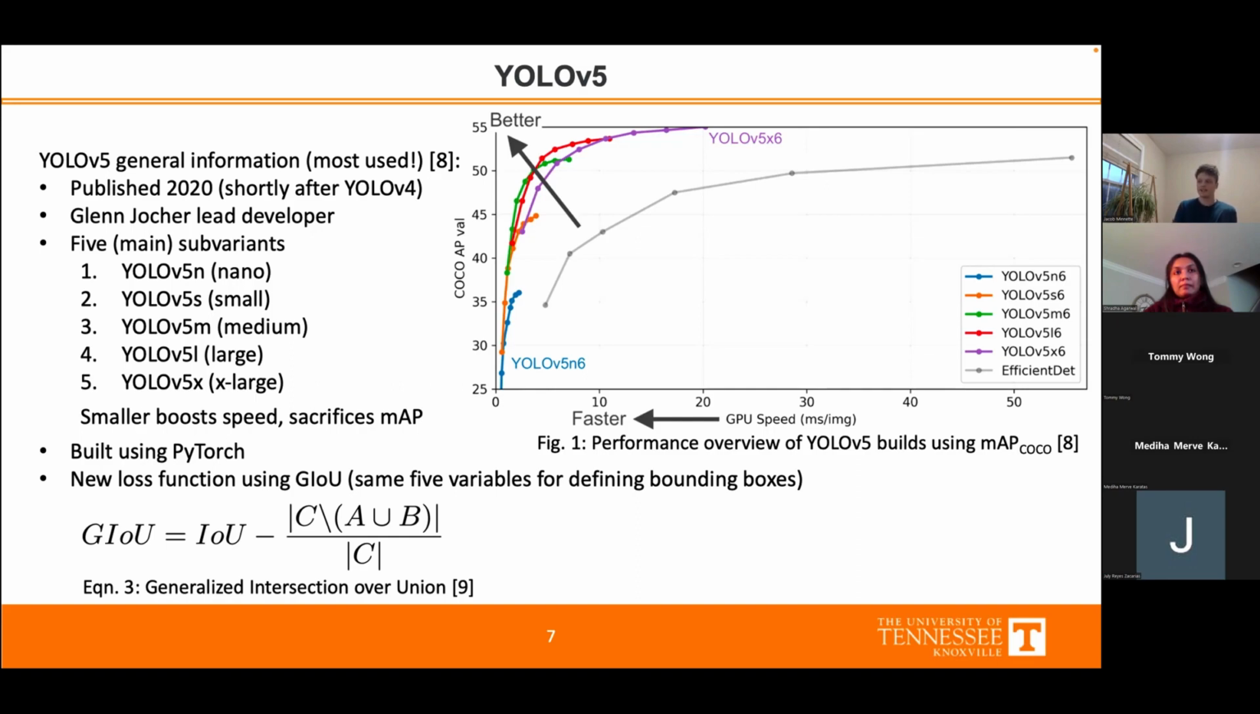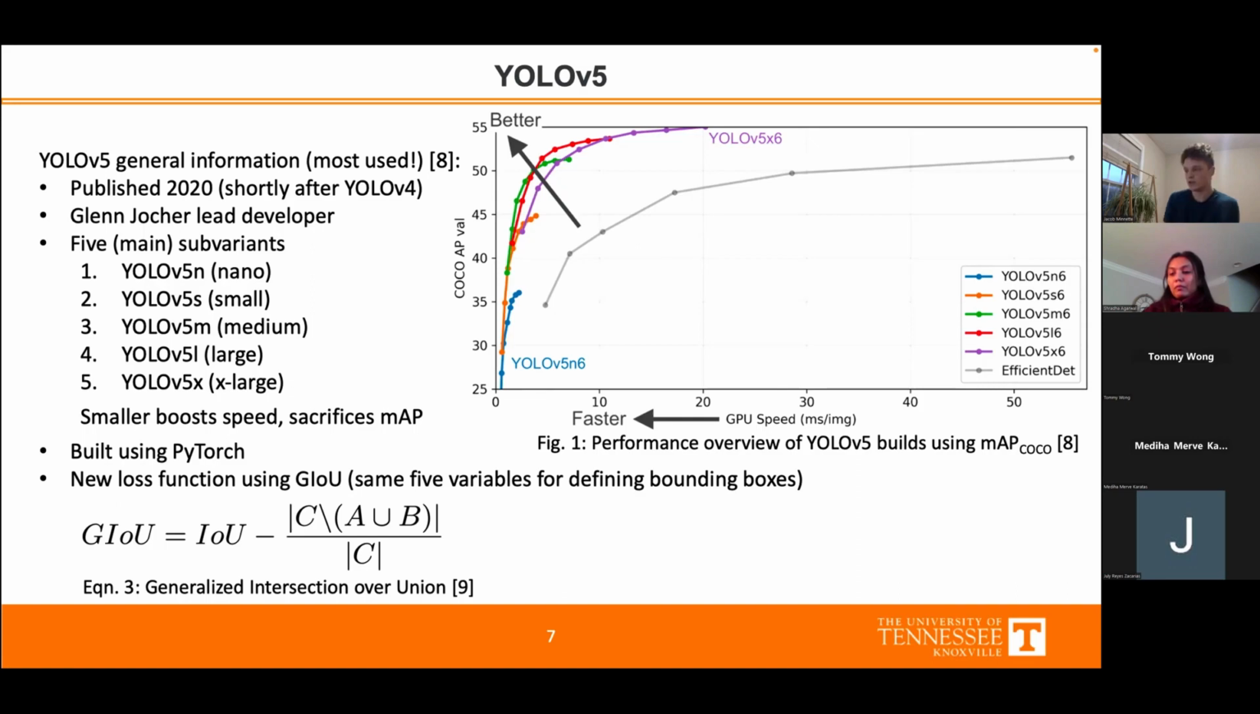The size is indicative of how many different convolutional layers you have within the code's construct, with nano being the smallest and quickest, but it also sacrifices considerably with precision. As you can tell here, this is COCO, a data set that they use to train or test the performance of their computer vision algorithms.